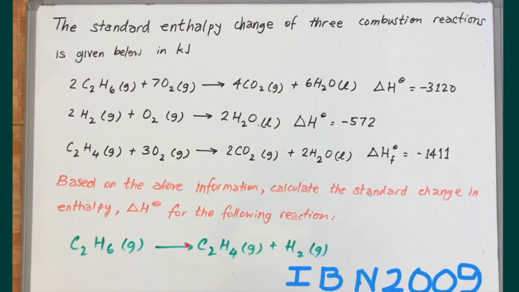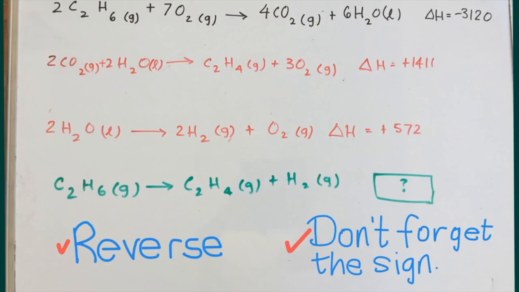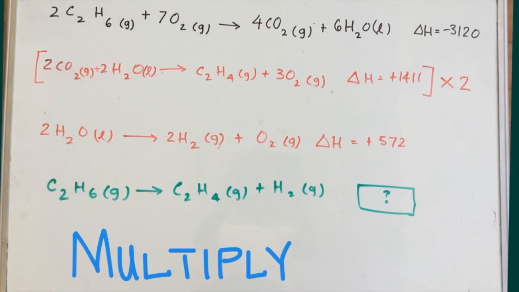in this reaction. First, we begin by reversing 2 of the reactions that were provided to us, so that the desired reactant stays on this side of the equation and the desired product goes on to this side. But when you reverse, don't forget that the sign associated with the change must also be reversed. Next, we multiply this equation by 2.